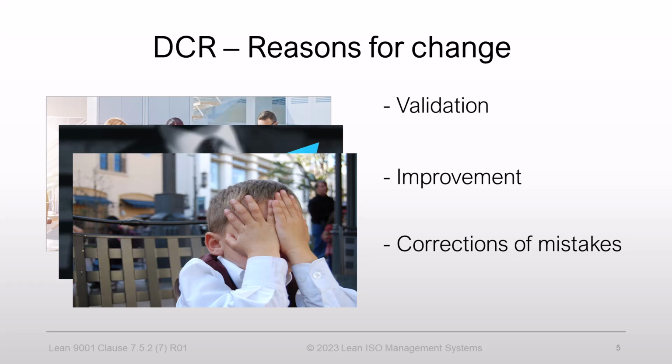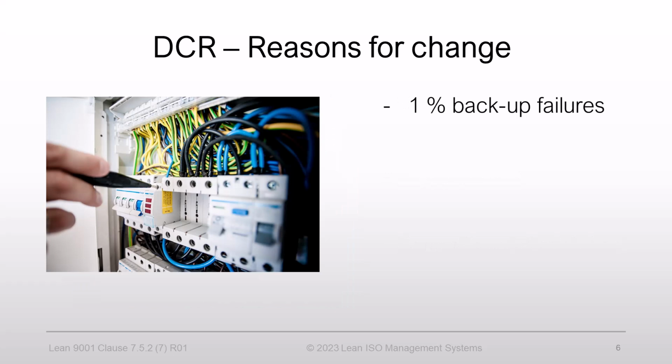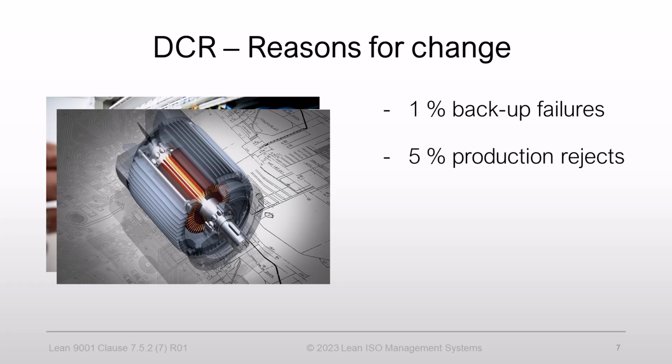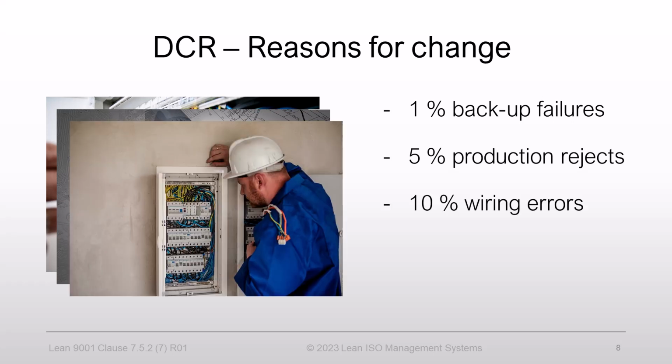In my experience, the correction percentage may be as high as 30%, while very few, if any, companies know their actual numbers. Tell me, what would happen if your company learned that there were 1% of data backup errors? What about the 5% production floor reject rate? Or 10% building wiring errors?